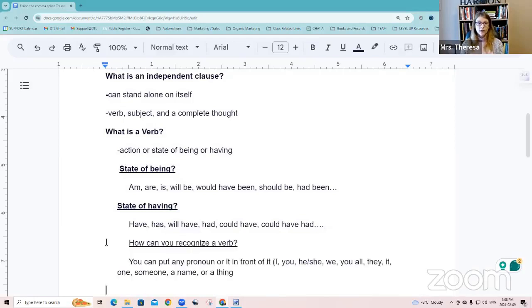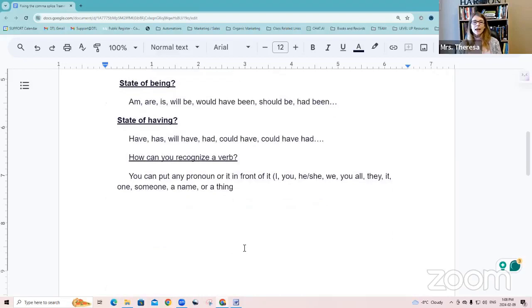And here's how. Anytime that you can put a pronoun in front of a word, so a pronoun is a word that can be used in the place of a name, or you can put it, or the word someone, or the dog, in front of it, it's a verb. So if you can put I, you, he, she, we, they, it, one, someone, Bob, the dog in front of it, we know it's a verb. It doesn't make it a verb, it is a verb.